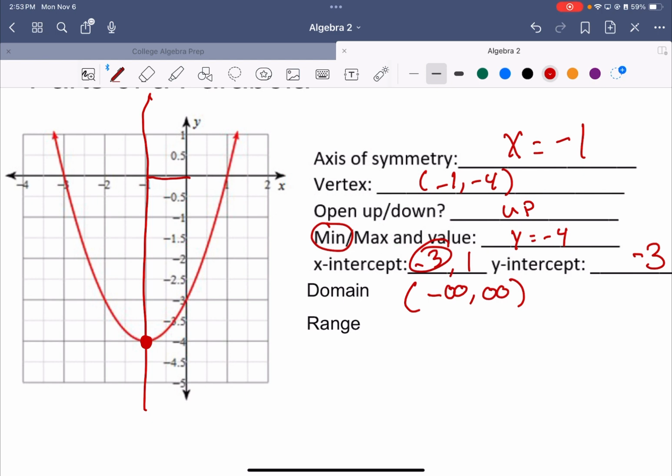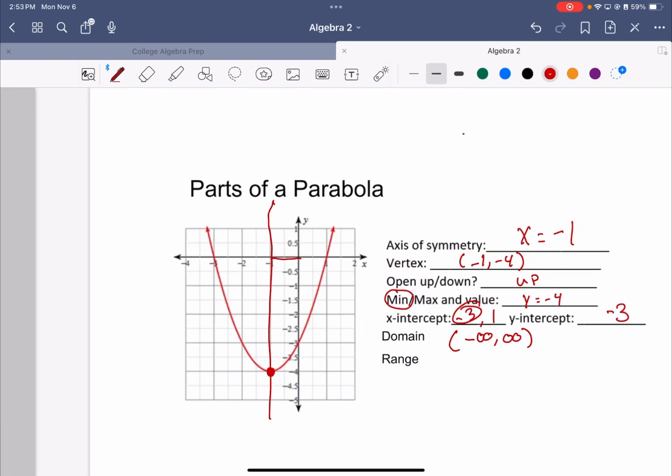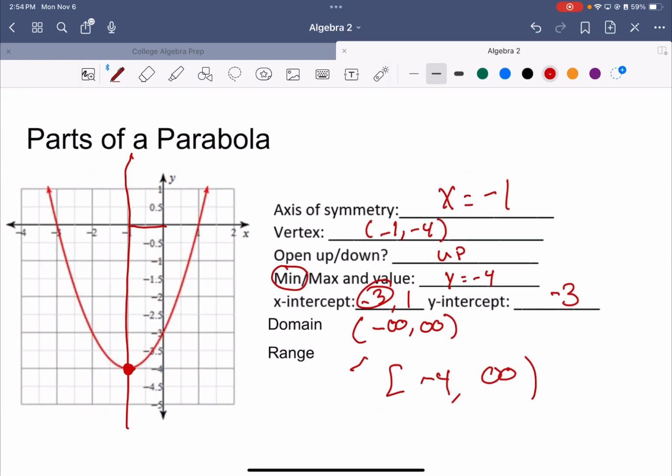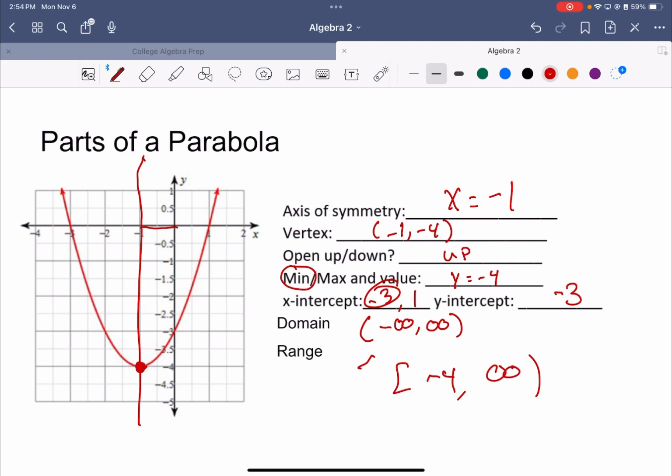From the smallest number to the largest number. The range for this is my lowest value, which is -4, to my highest value, which is infinity, because it goes up and up forever and ever. Okay? So those are the different parts of a parabola and the different things by the end of this chapter that we want to be able to find.